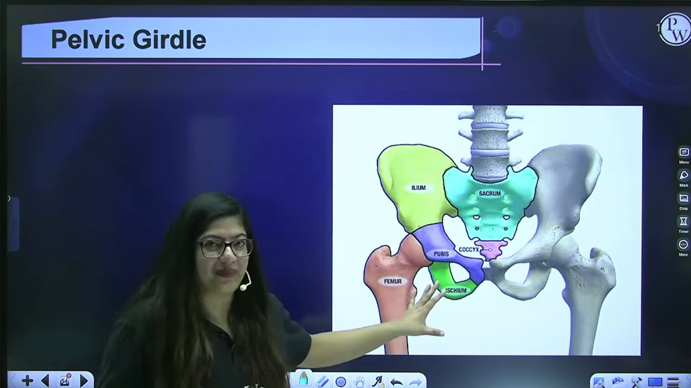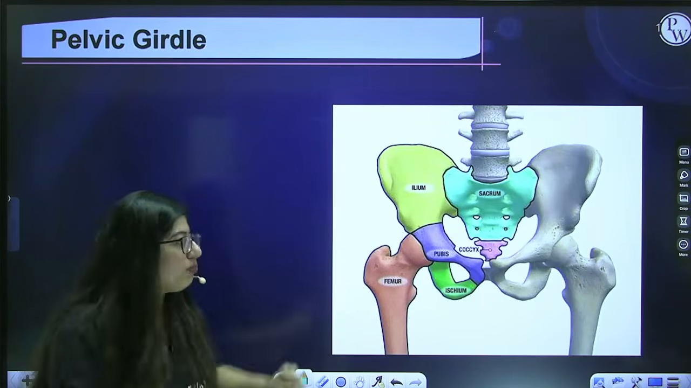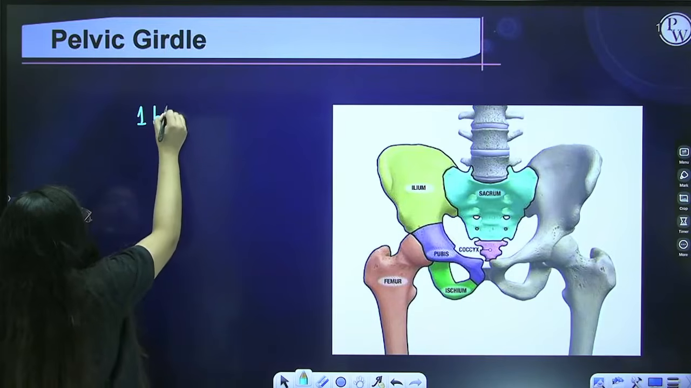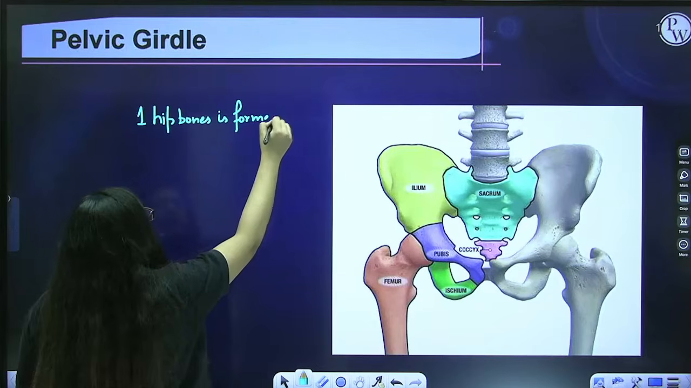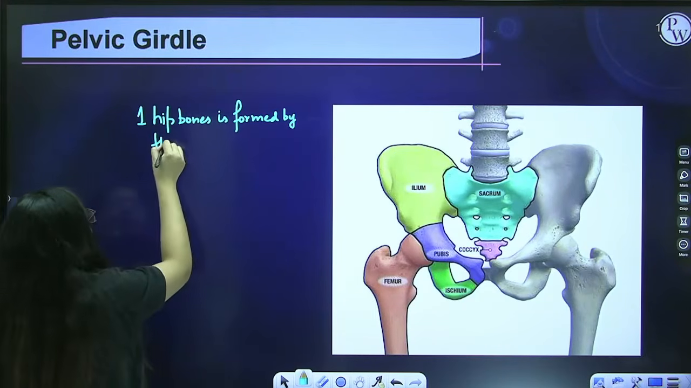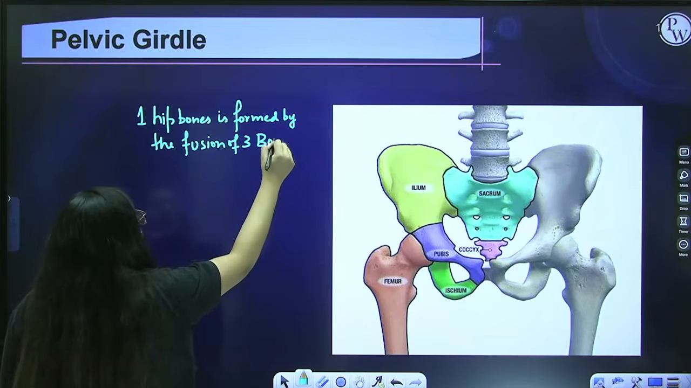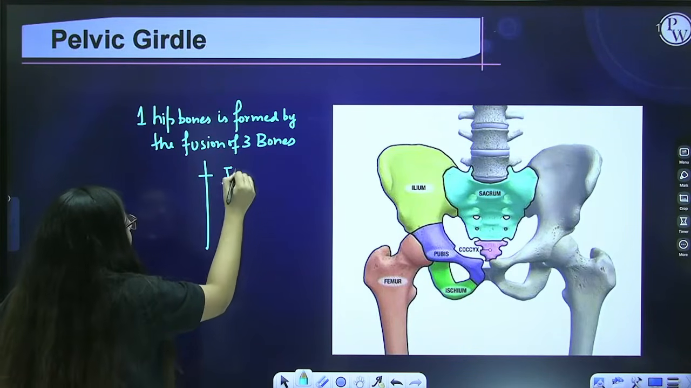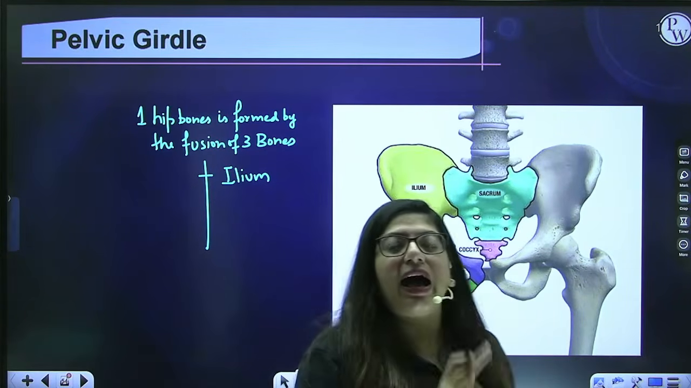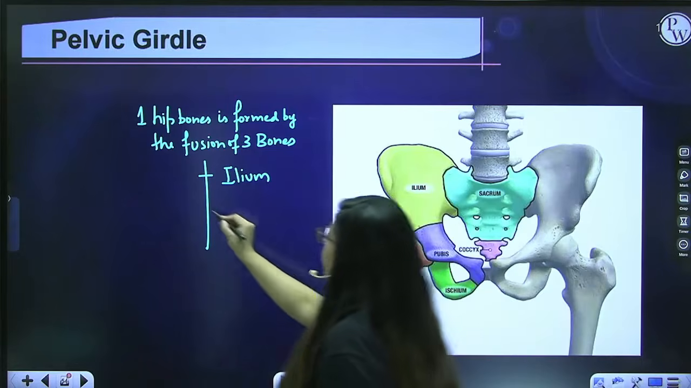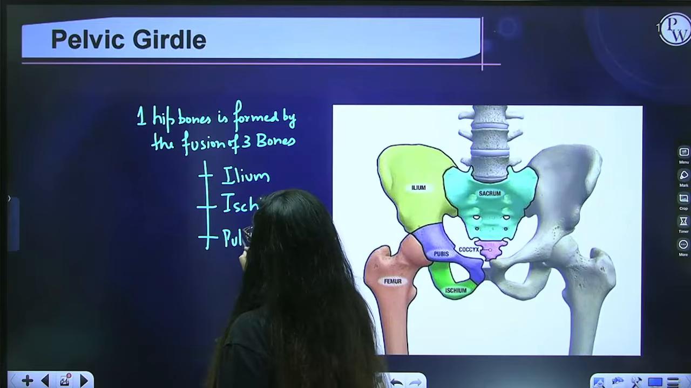You can see this diagram. One hip bone is formed by the fusion of three bones. Now what are these three bones? Ilium. So this is not the ileum of the digestive system. The ileum of the digestive system is ileum. Ilium, then ischium, and then pubis.